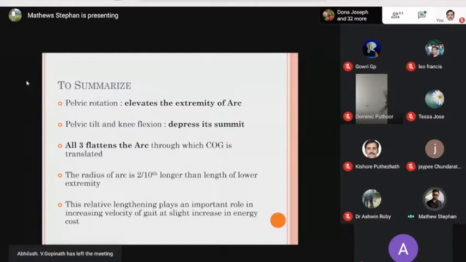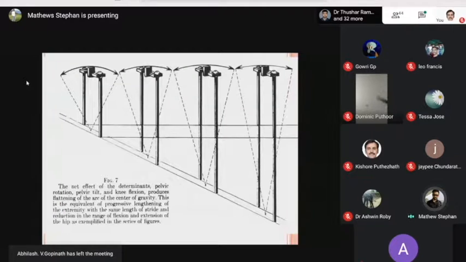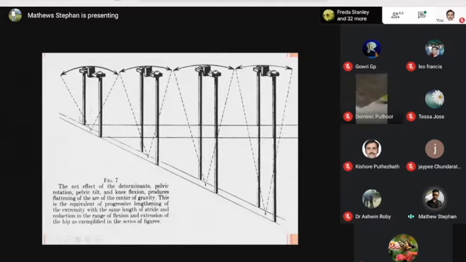So the net effect of the determinants of pelvic rotation, pelvic tilt and knee flexion. So here we can see this is the compass gait curve arc. So here the radius is less. When the radius is increasing and thereby flattens the curve due to first of all pelvic rotation, pelvic tilt and then the knee flexion, they constitute a flattening of the curve and thereby increasing the radius of the arc.